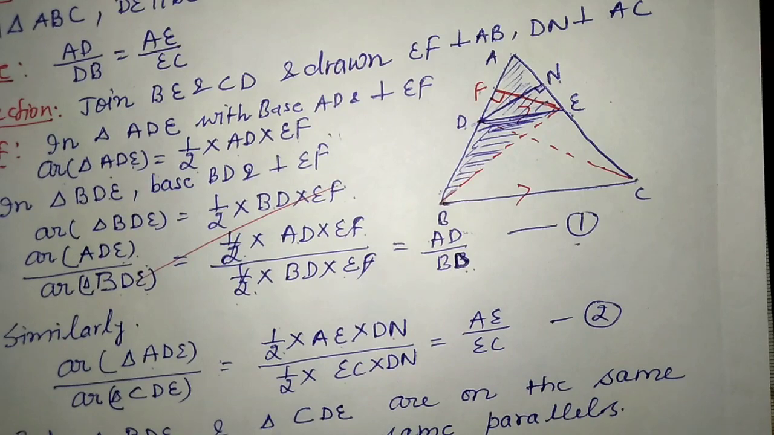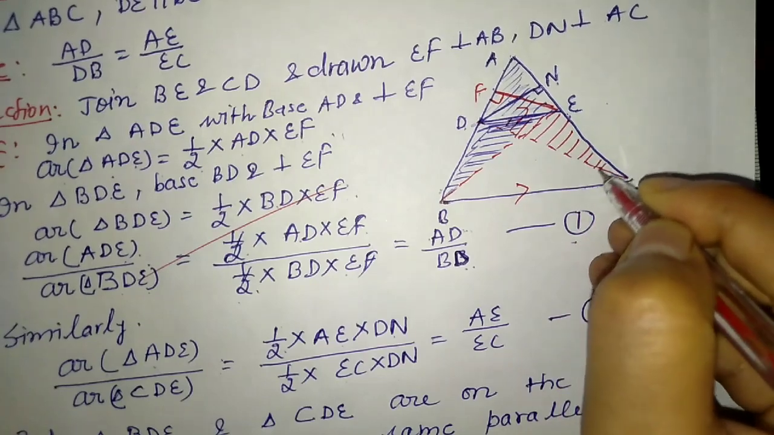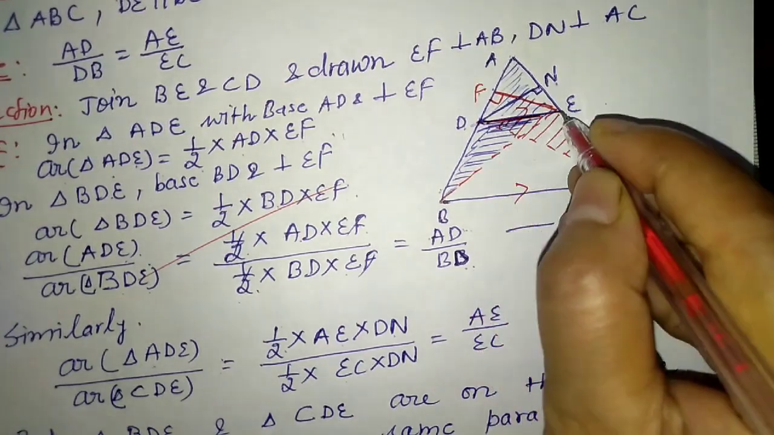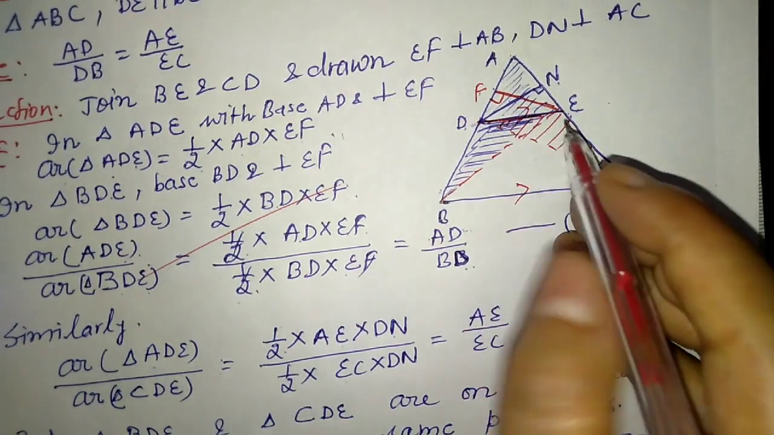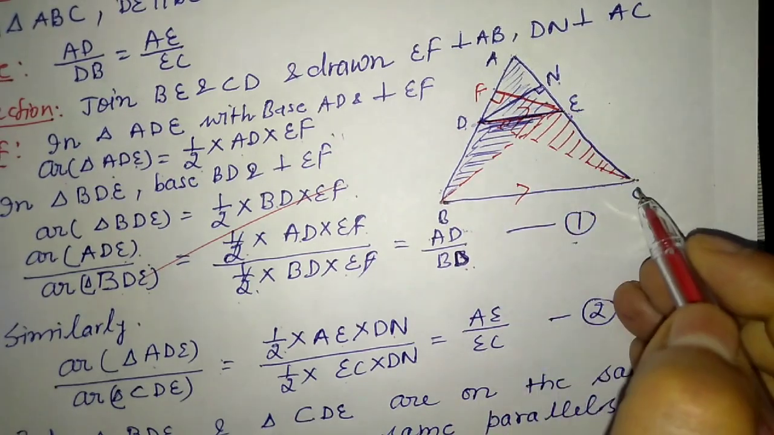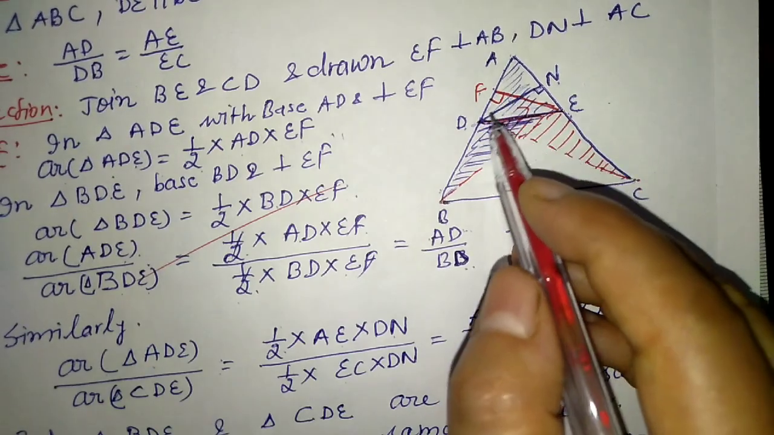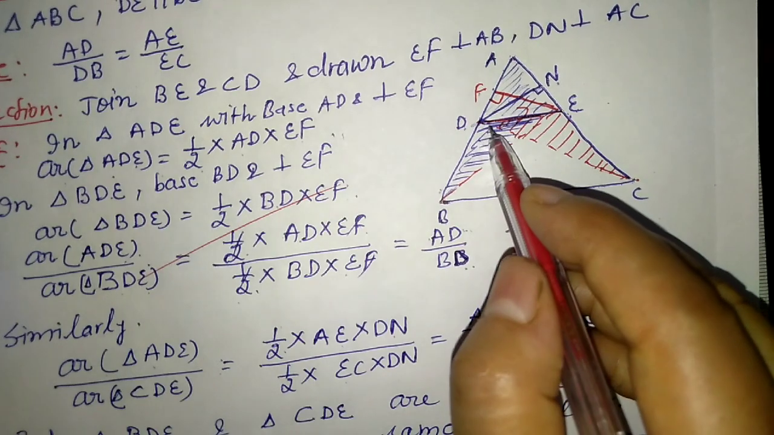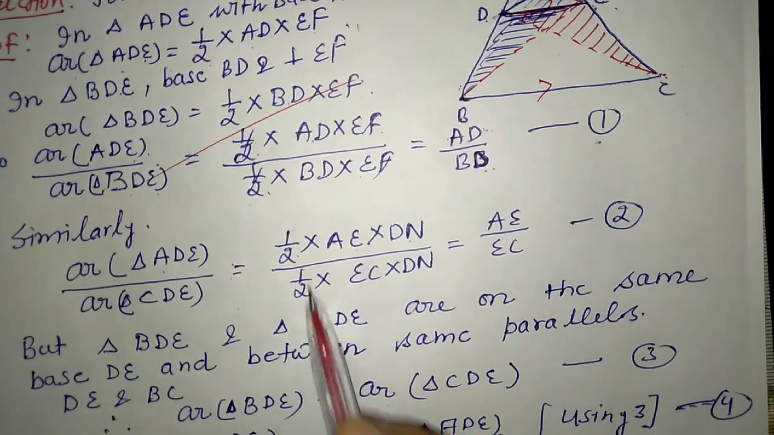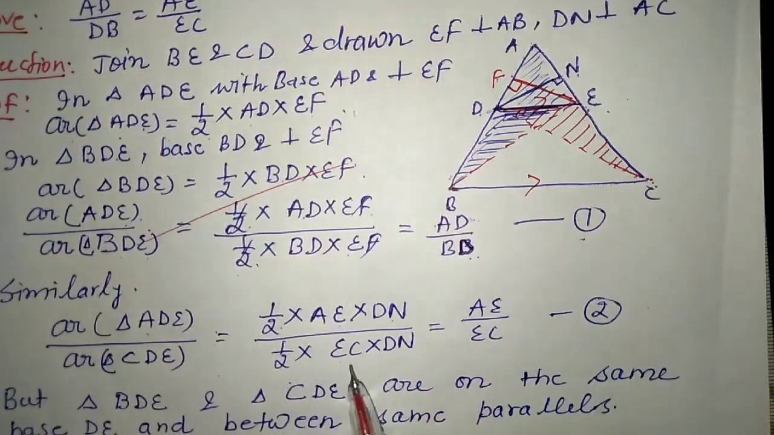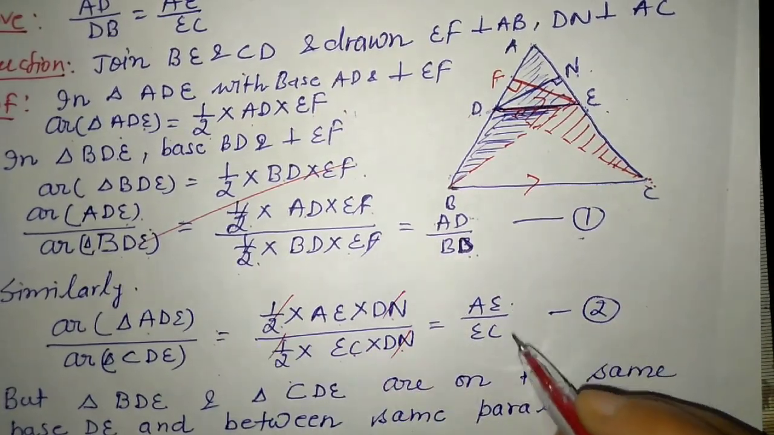And which triangle? This time we will take this triangle, D, E and C, DEC. In this triangle, base is EC, and you can see in an obtuse triangle the perpendicular is outside. Base is EC and perpendicular is DN. So area of CDE is equal to 1 upon 2, base EC, and perpendicular DN. Half can be cut, DN can be cut, and you will have AE upon EC.